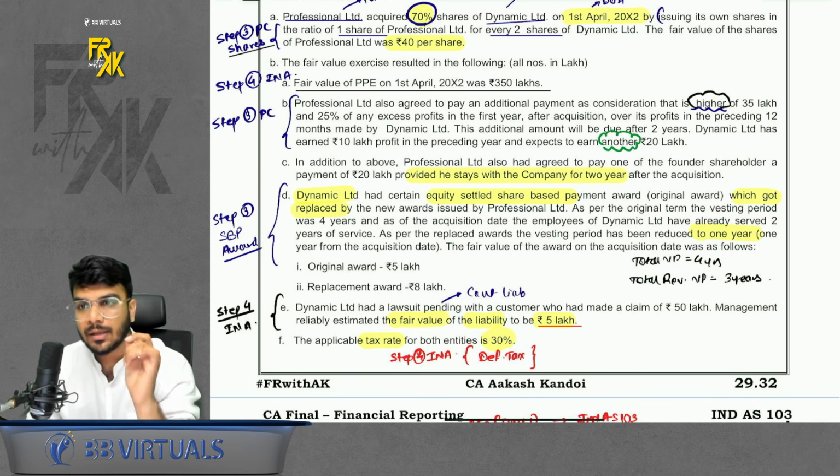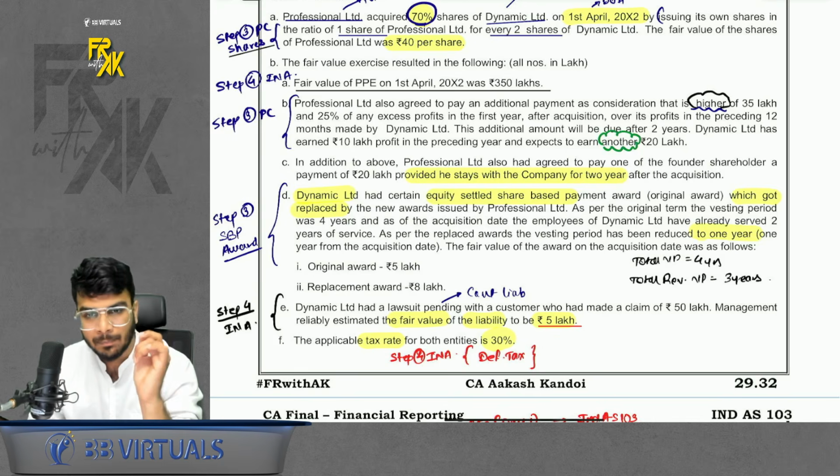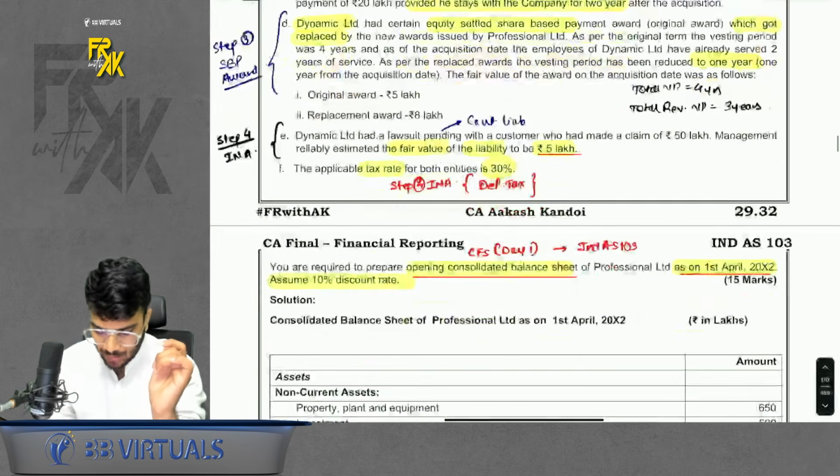And also one more thing, one smart hint I gave you. What was the smart hint? In deferred consideration we take the present value now. So for that, a discounting factor will be given.